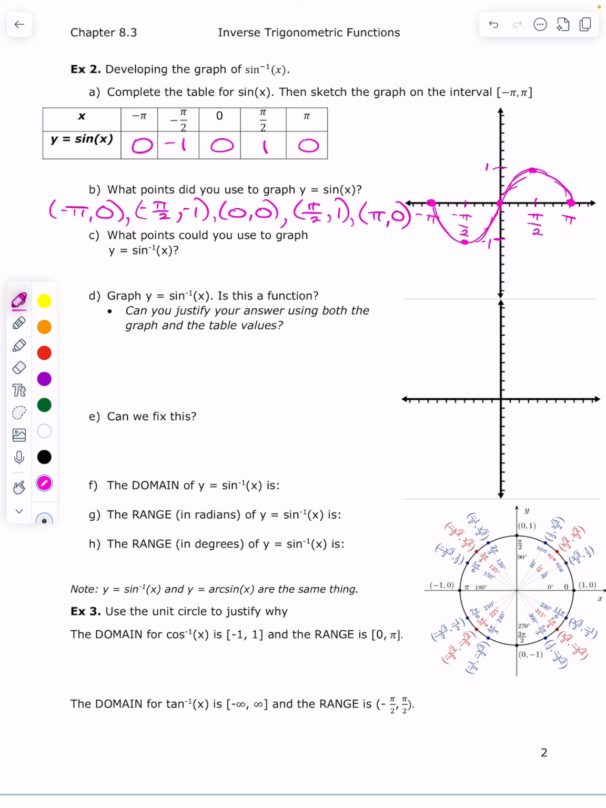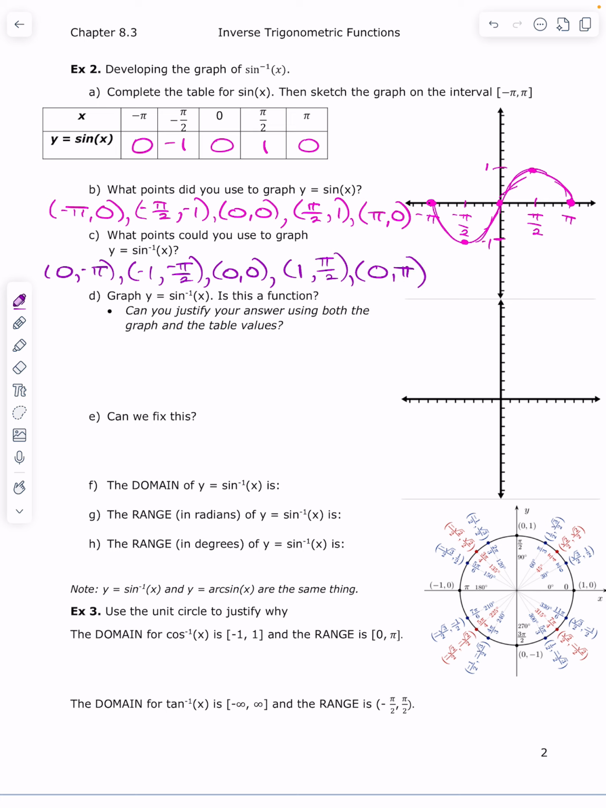So if I am going to graph the inverse, I'm going to flip those points around. I got 0, negative pi; negative 1, negative pi over 2; 0, 0; 1, pi over 2; and we talked about this in the inverse function notes. We can just flip things around. So now I am counting by pi's on my y-axis, and by units on my x.